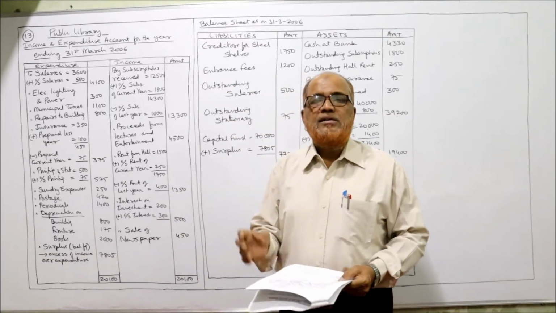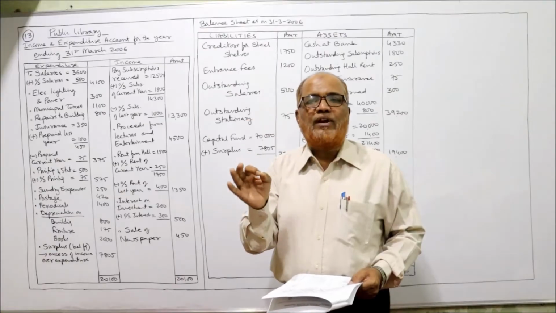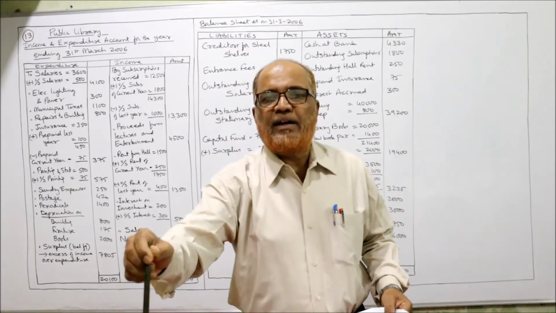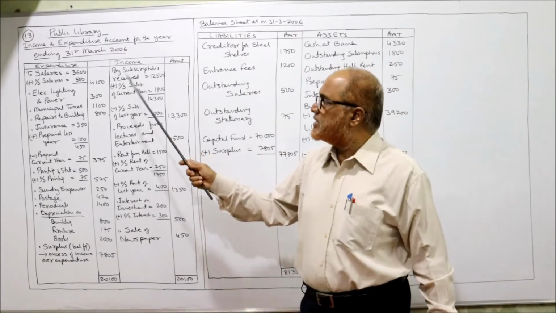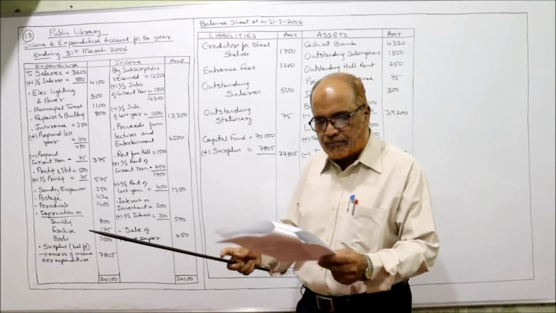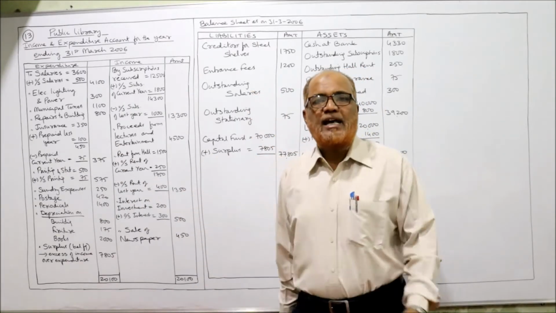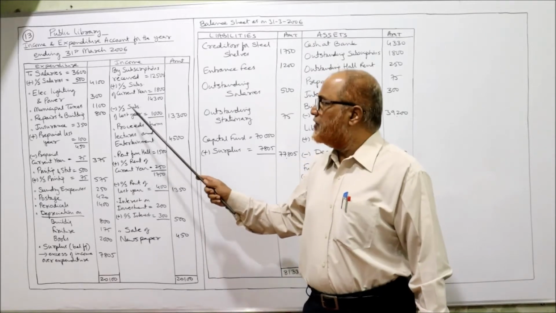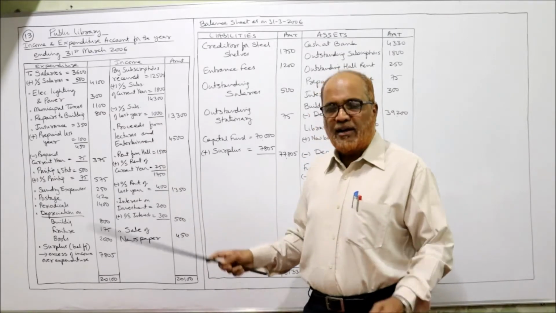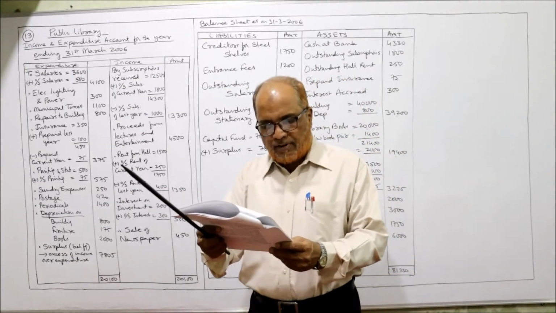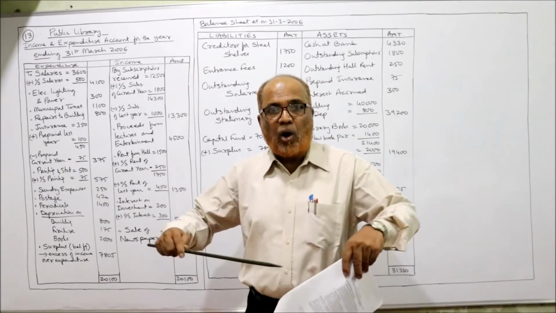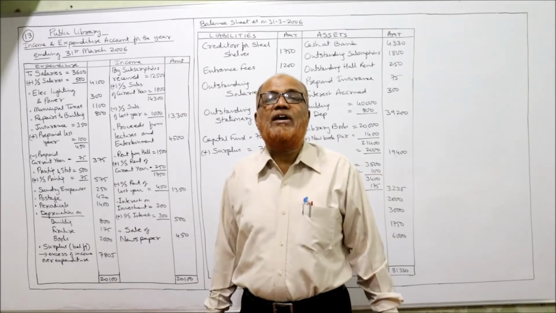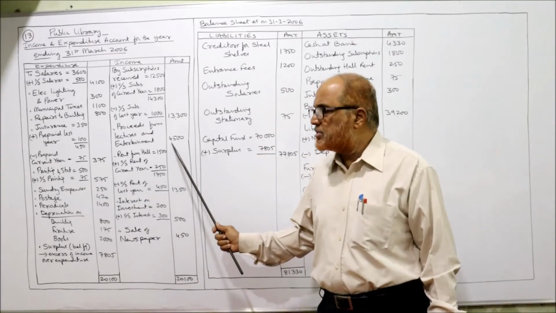Then subscription. Subscription is the main income of a non-profit organization. The subscription is an income, and it will be taken under the income and expenditure account. First item, subscription receipt. Next, proceeds from lectures and entertainment. This is also a revenue receipt, revenue income, so we'll take it here. Rent received from use of hall. One hall is there, which we have let out on rent. So rent received is a revenue income, and it will be taken on the income side.